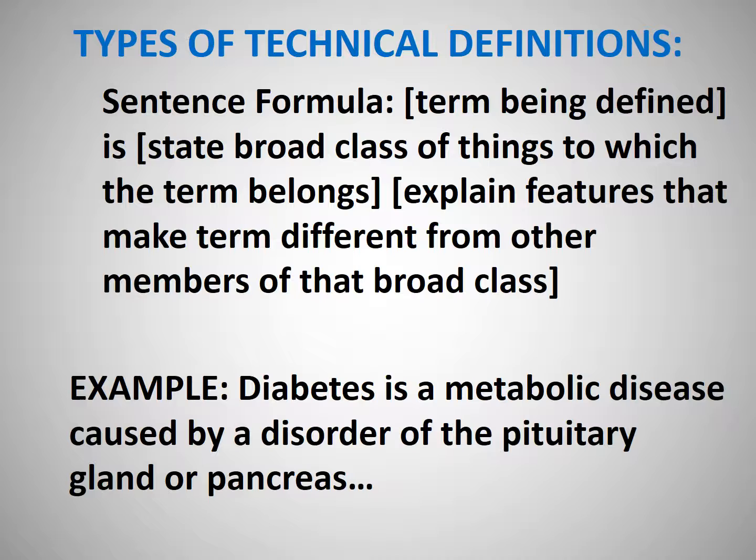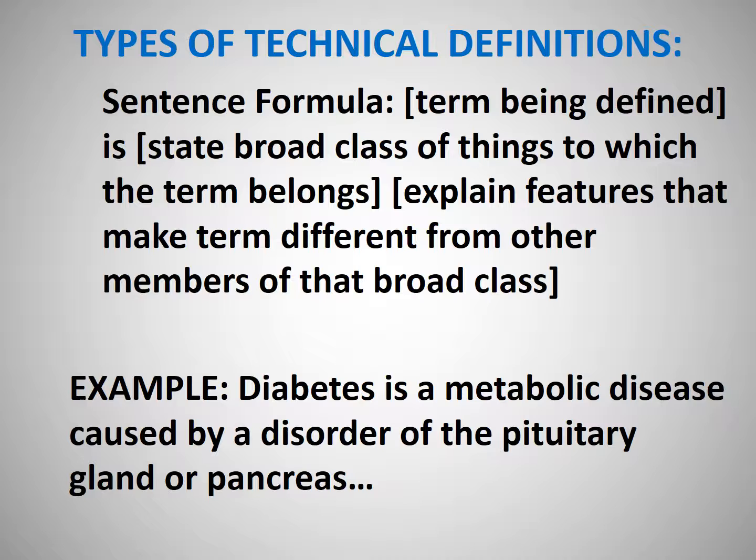Alright, so here we look at the formula again for a minute. And now let's look at an example. So let's take diabetes. That's our concept, that's our term. So we start with the term being defined, diabetes, is, and now we talk about a broad class of things to which that term belongs. So the broad class here is metabolic disease. Right? Diabetes belongs with all other metabolic diseases in that group.